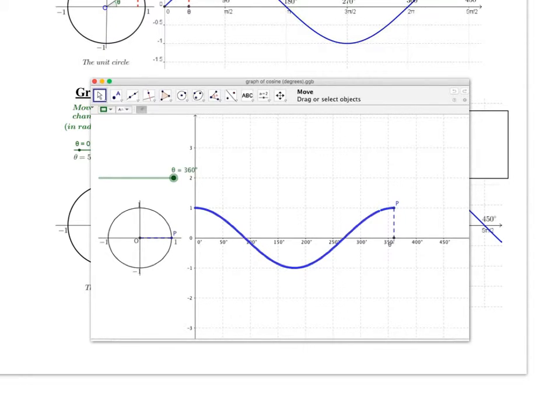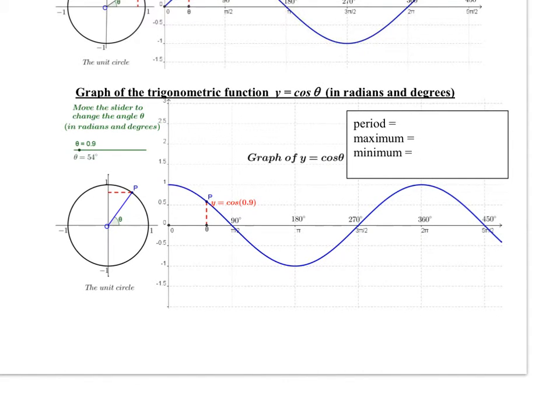Just looking at this graph will give us some information about the maximum, minimums, and so on. Again, the period of a periodic function, and these trig functions are periodic functions, is the horizontal distance that it takes for one cycle to take place. One cycle would be, for example, from here to here, or from here to here. That's 360 degrees or 2 pi. Likewise, from here to here, that again is 360 degrees or 2 pi. In other words, the period here is 2 pi.